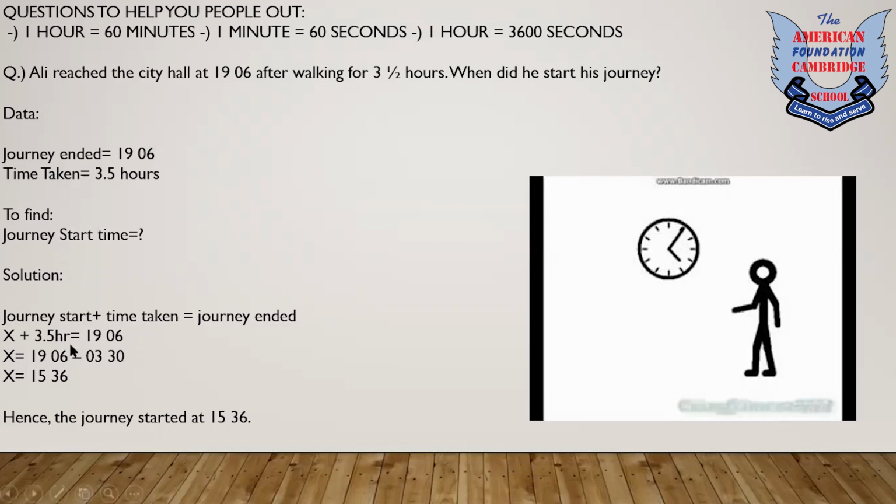When I subtract on the other side, we get 1536. That means Ali started his journey at 1536. Moving on.